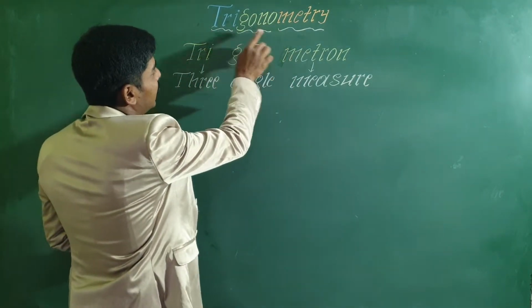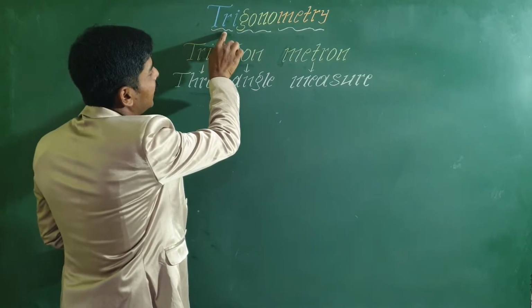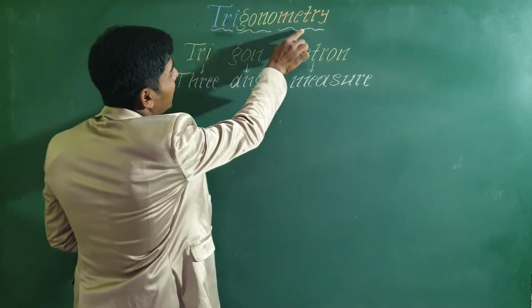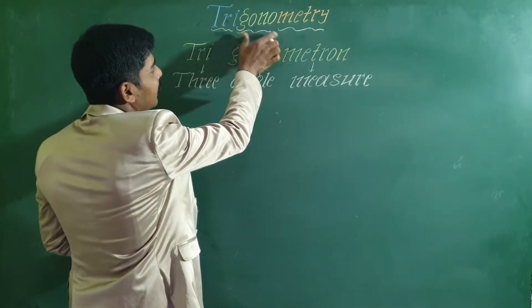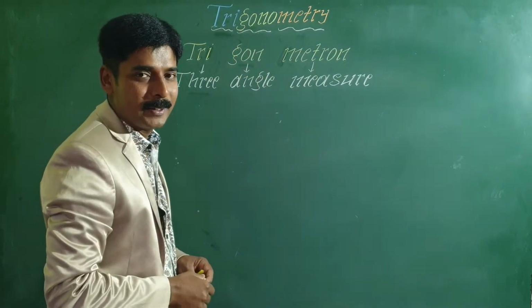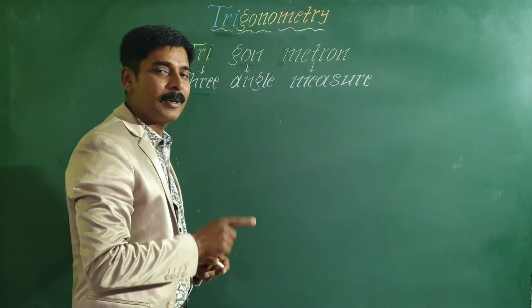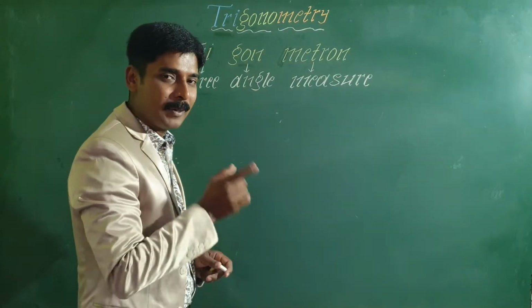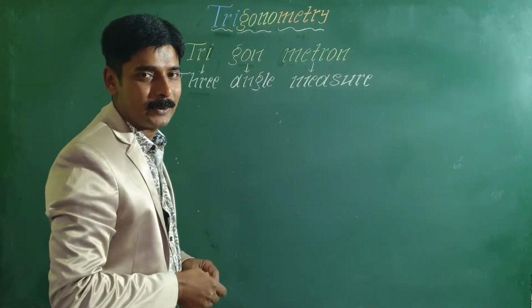Listen carefully. While writing, we'll write it as trigonometry, but while reading, we'll keep this O silent and we will read it as trigonometry. So it is trigonometry, not trigonometry. Okay, but while writing, we'll write it as trigonometry.